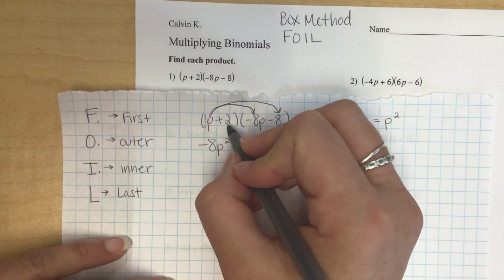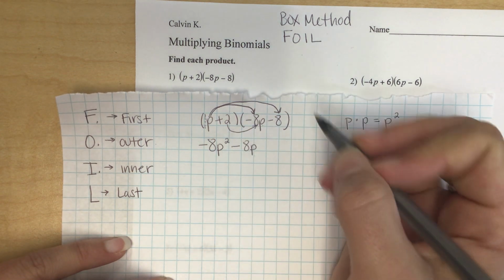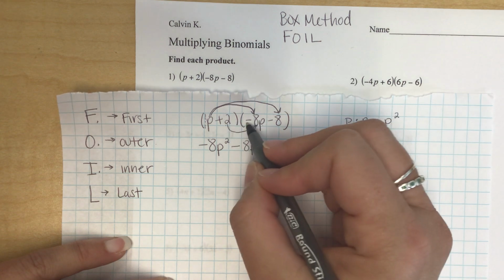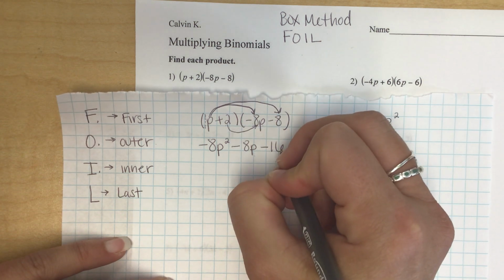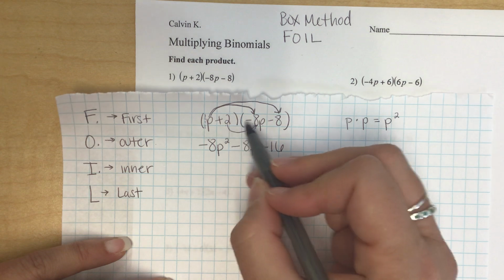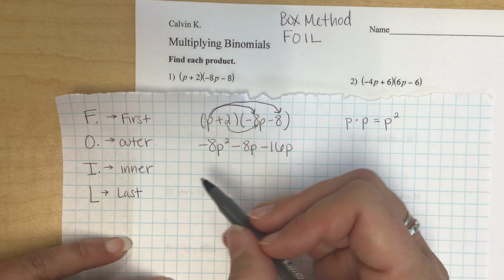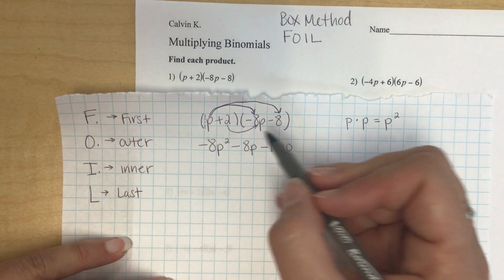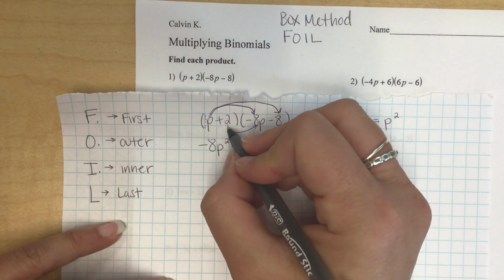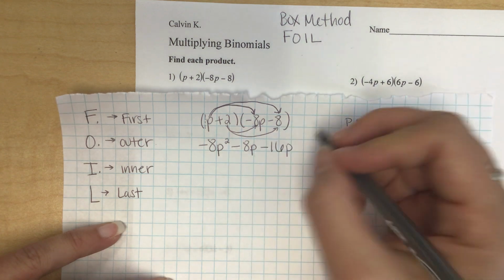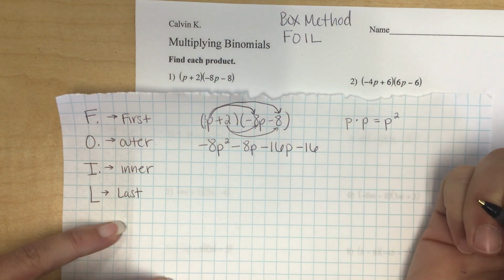I for inner, so we're going here. So inner numbers. So I'm doing 2 times negative 8, which is negative 16. This doesn't have a letter. This has a P, so I just bring that down with it. And then L is last, so the last number in each set of parentheses. So 2 times negative 8 gives me negative 16.